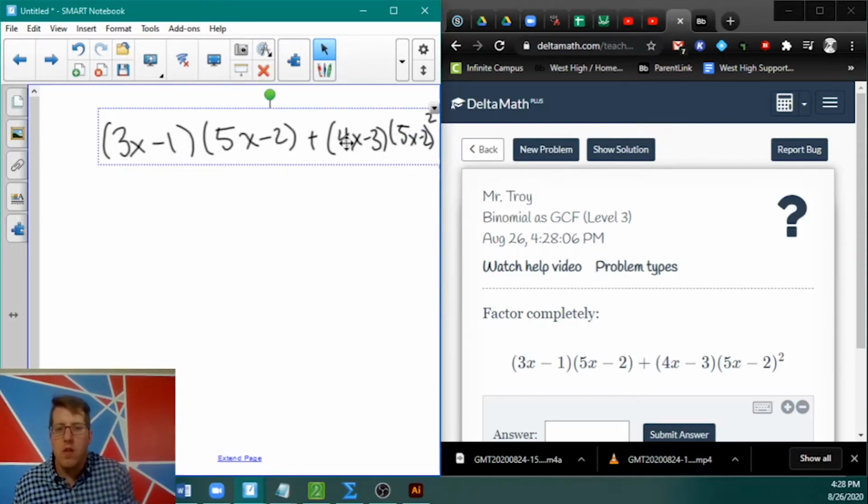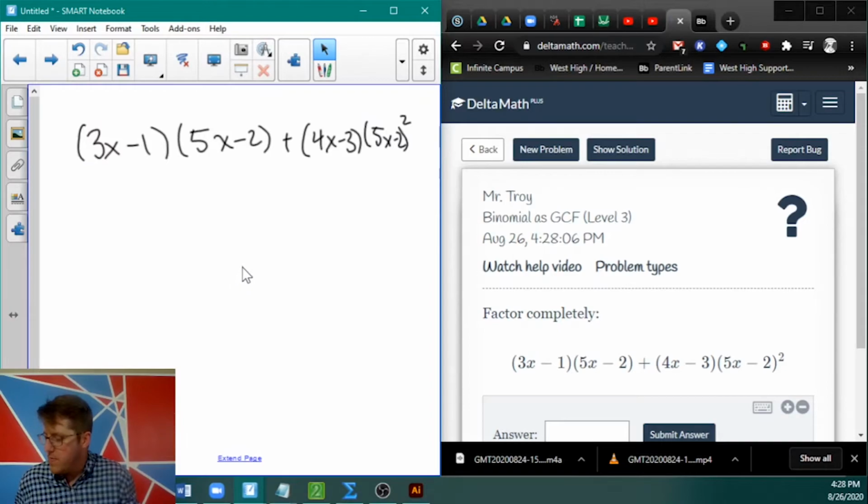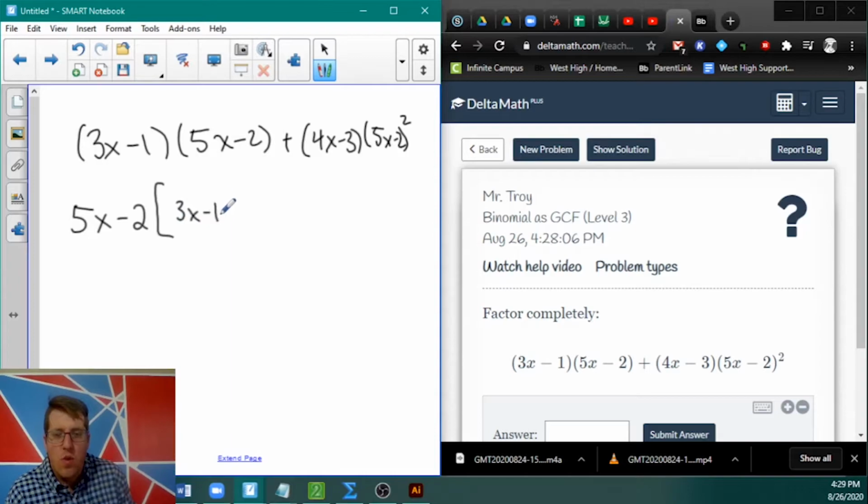Let me see if I can move that over. There we go. Okay, so each one of those, and this is something you do in Algebra 2 that's really important to think about, each one of those is multiplied by 5x minus 2. So let's pull out a 5x minus 2. And that would give me 3x minus 1 times 1 plus 4x minus 3. Now I'm pulling out one of these 5x minus 2's, but there's still a 5x minus 2.